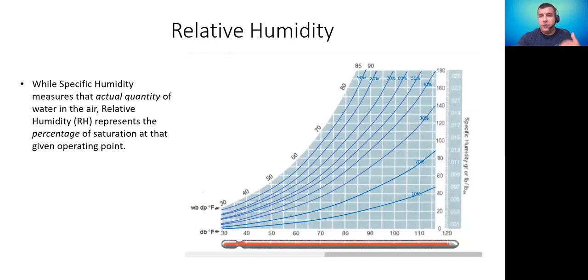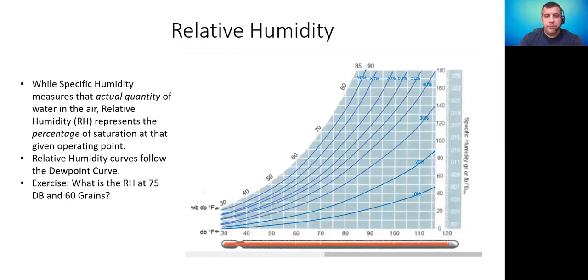So while specific humidity measures the actual amount or quantity of moisture in the air, relative humidity represents the percentage of the saturation at that given point. And relative humidity on the Psych chart curves follow the dew point curve, as we can see here. They don't follow it parallel. As you can see, when you get around 30, 20, and 10%, the curves are a little bit flatter, but they do follow a curve.